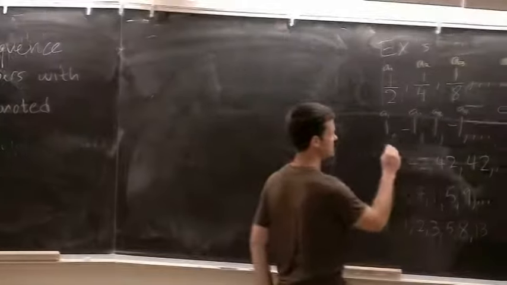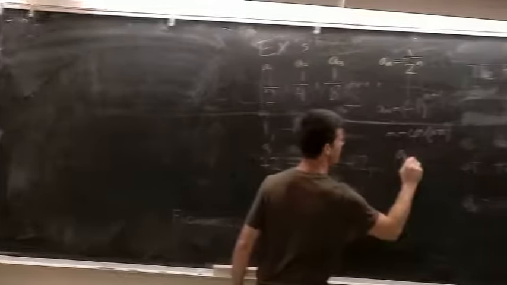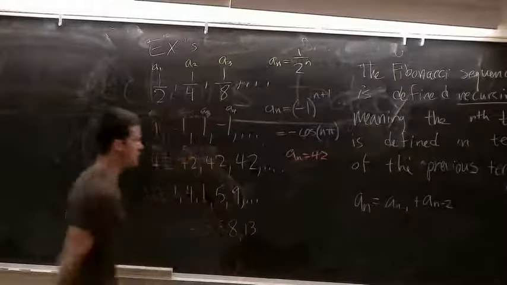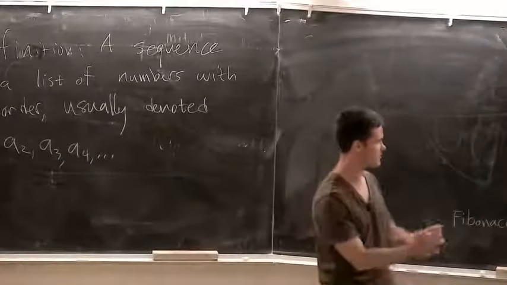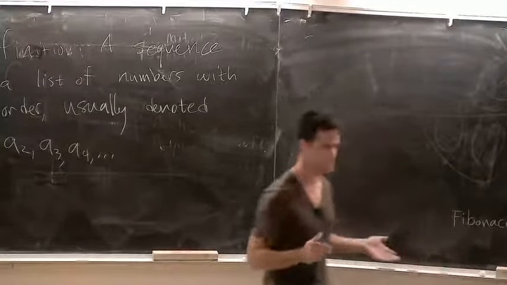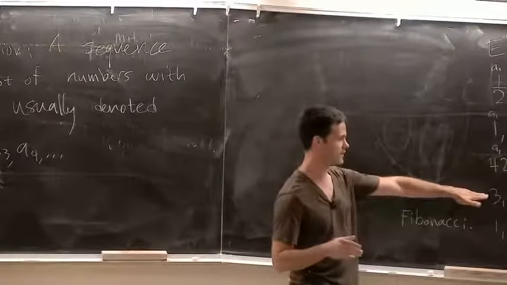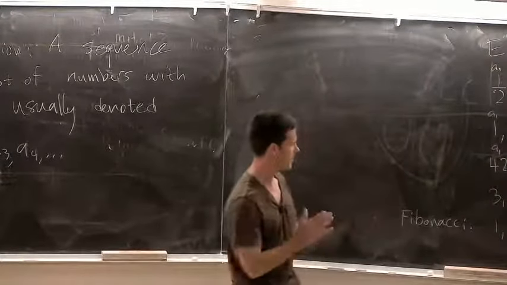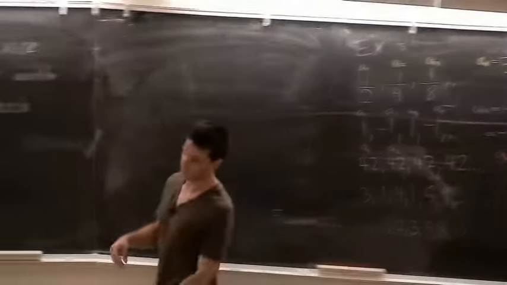This one's pretty easy. a_1 is 42, a_2 is 42, a_n is also just 42, the constant equal to the answer to life, the universe, and everything. If you ever read Hitchhiker's Guide to the Galaxy, you know what I mean. This one, I've got no hope of writing a formula down, so I'm not even going to try. Fibonacci sequence, I gave the recursive definition for.